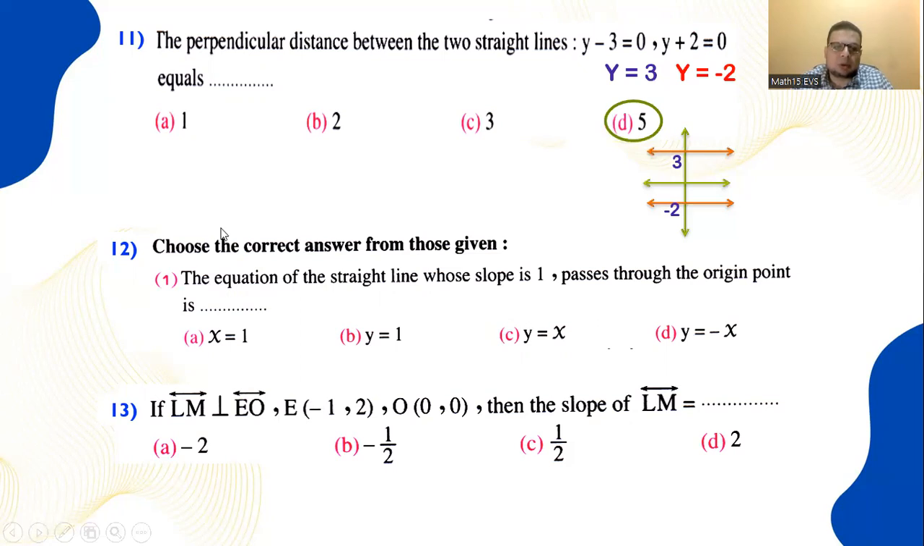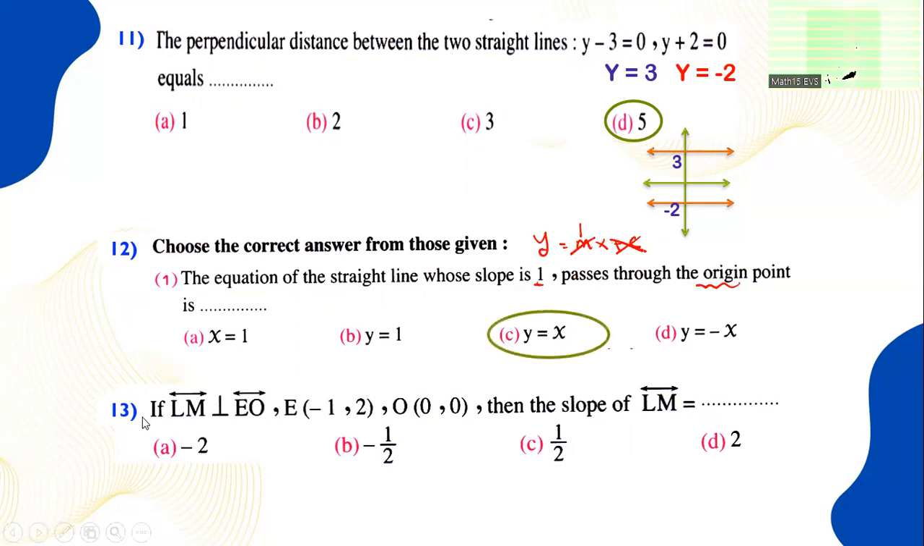Question number 12: the equation of the straight line whose slope is 1 and which passes through the origin point. You remember the equation is y equals mx plus c. When passing through the origin, c is 0. The slope is 1, so y equals 1x, that means y equals x.